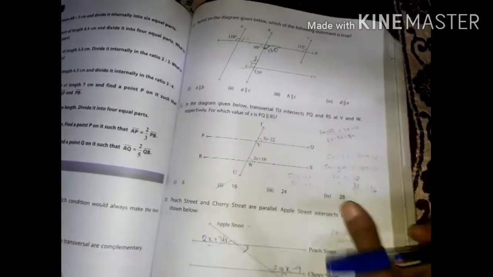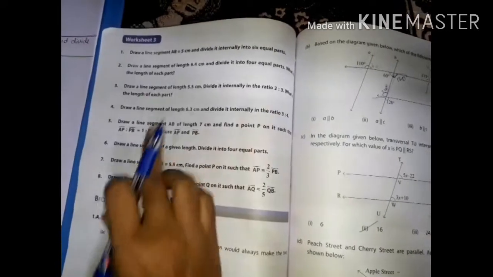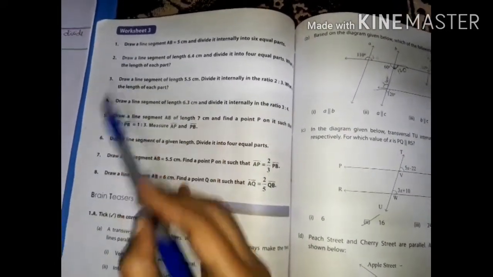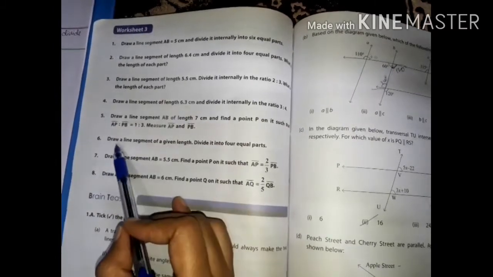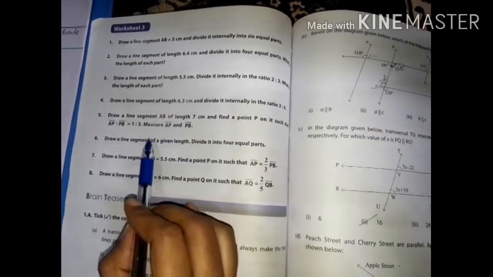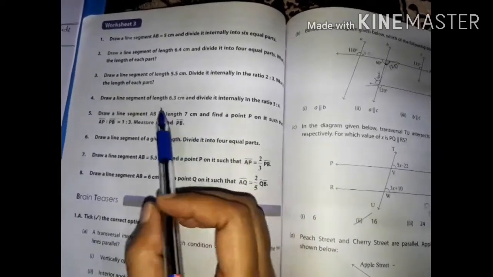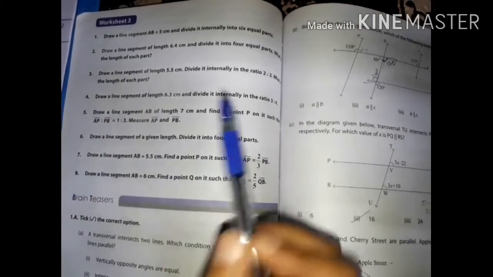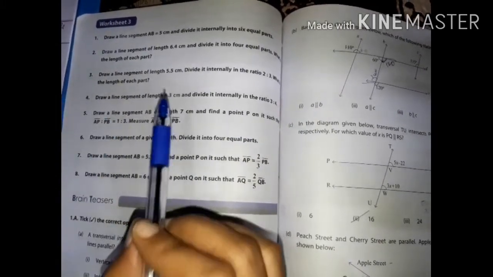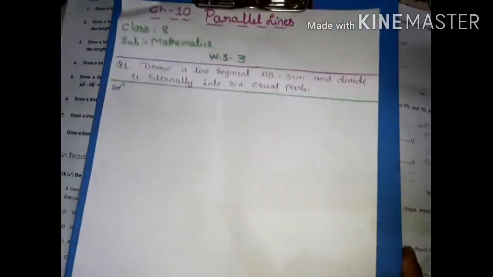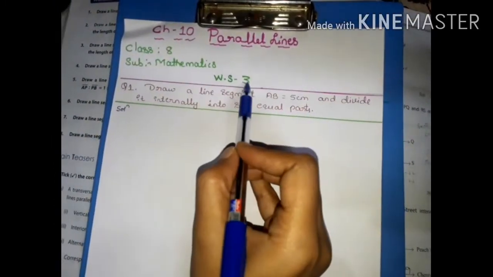In worksheet 3, there are a total of 8 questions. The first 2 questions and the 6th question, these 3 questions, are related to dividing a given line segment into equal parts. The remaining questions are related to ratio problems, where we divide a line segment according to the ratio. So now let us start question number 1 under worksheet 3.